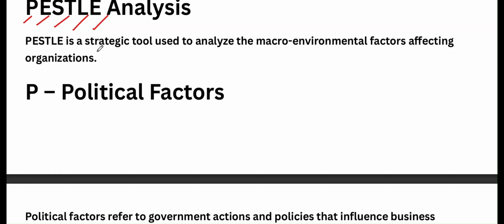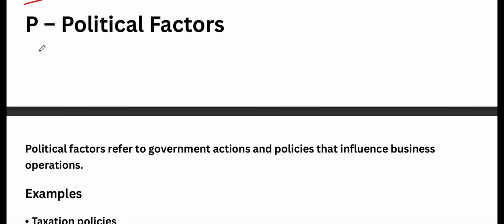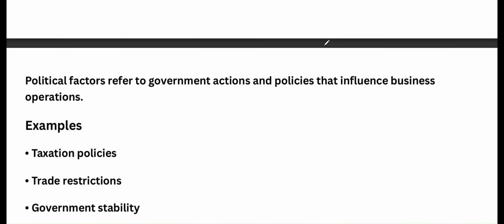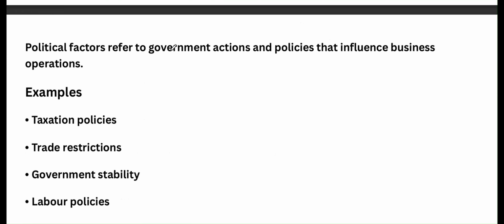So the PESTLE is a strategic tool used to analyze the macro environmental factors affecting the organization. Here it is macro, right? And the first one, PESTLE, the first letter is what? P. P stands for political factors. So political factors refers to the government actions, policies that influence the business operation.